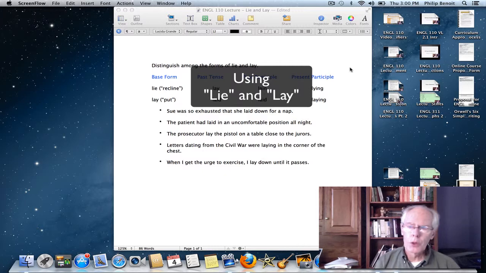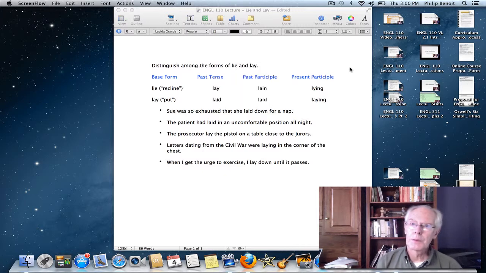There are forms of each of these words that seem to be associated with one of the other words, and we get them backwards very frequently. We get them wrong. And in conversation, that's not so bad. But in writing, we want to be correct because we don't want to distract our readers. If our readers are distracted, they don't pay attention to what we're trying to tell them.